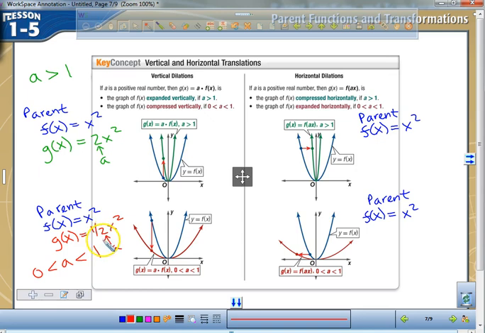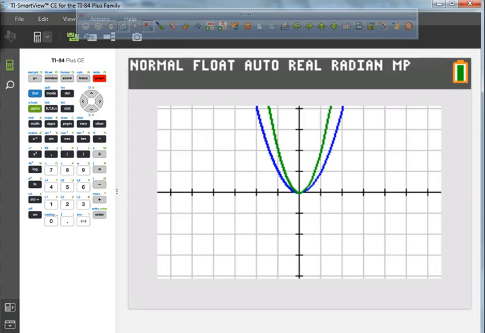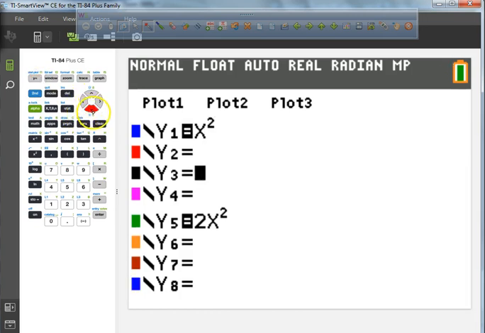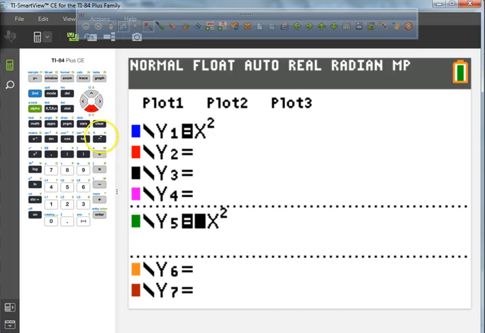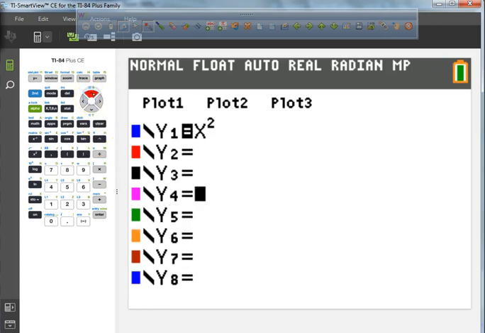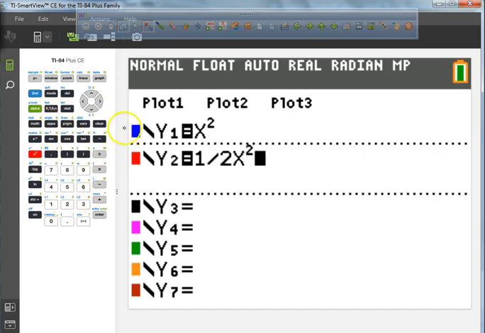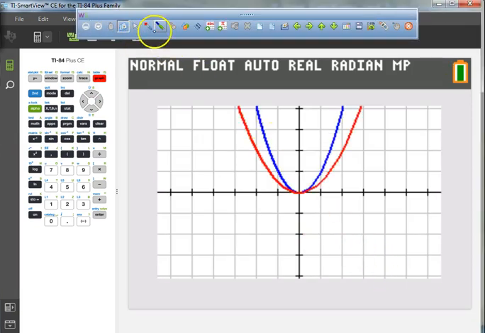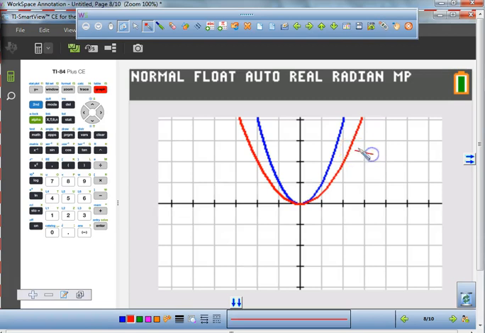So that's what I'm going to do next in my graphing calculator. I'm going to hit y equals, go down, and clear out this y5 so that you guys don't focus on this one. I'm going to go up to y2. And this time I'm going to do 1 divided by 2, which is my A value, x squared. I'm going to hit graph. And I want you to notice that this graph is considered to be compressed vertically.